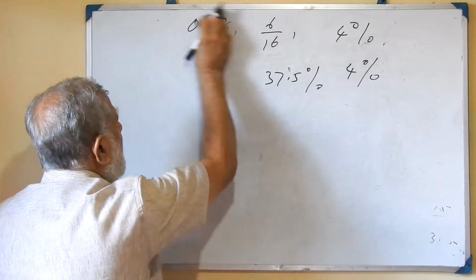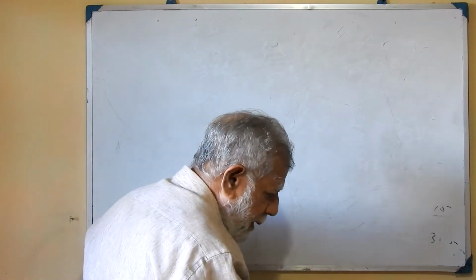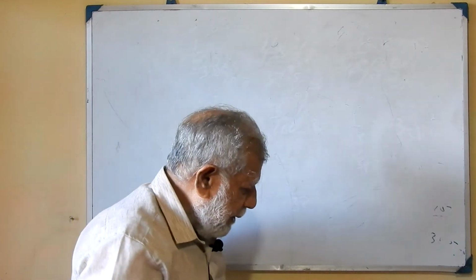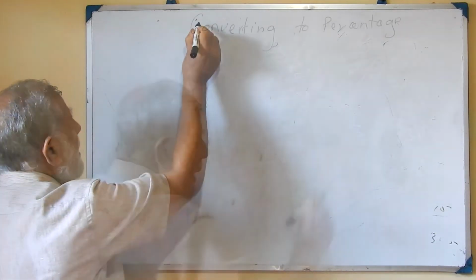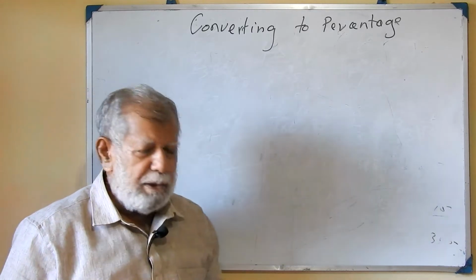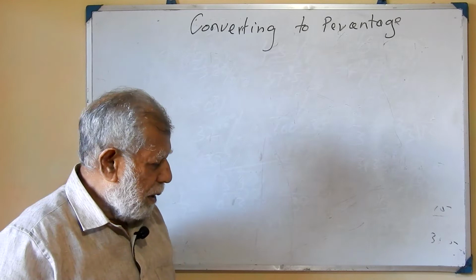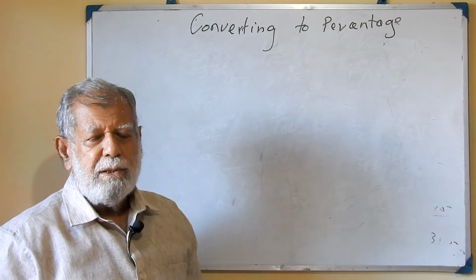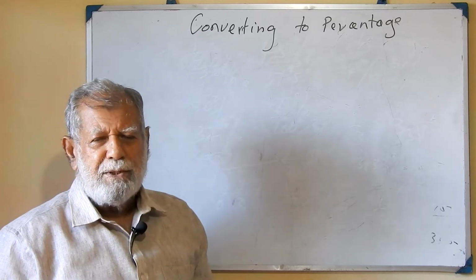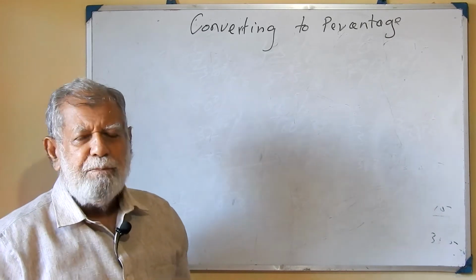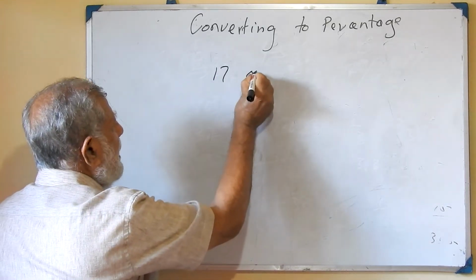We'll take another type of sum. Converting to percentages. What do I mean by converting? Now supposing in a class of 20 children, 17 children were present. So 17 out of 20 are present. So what percentage is present? 17 out of 20.